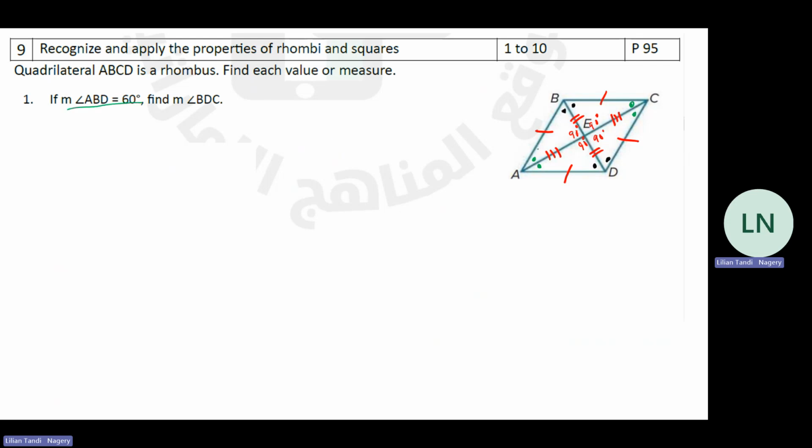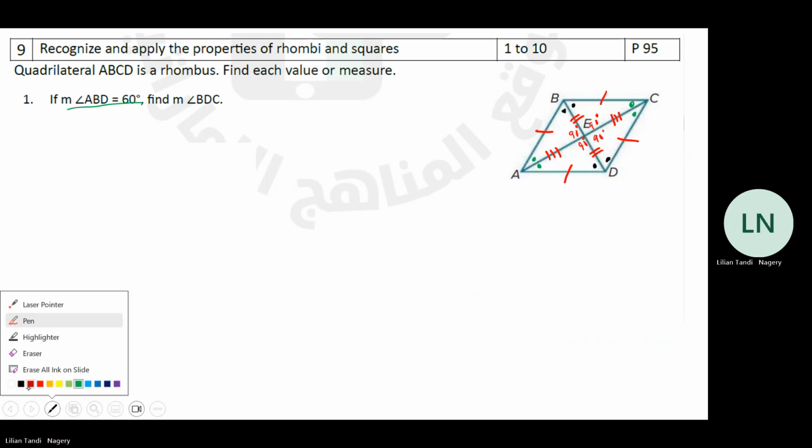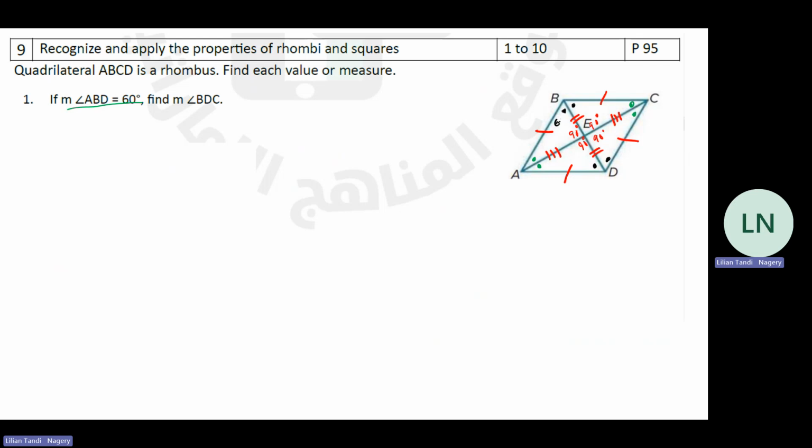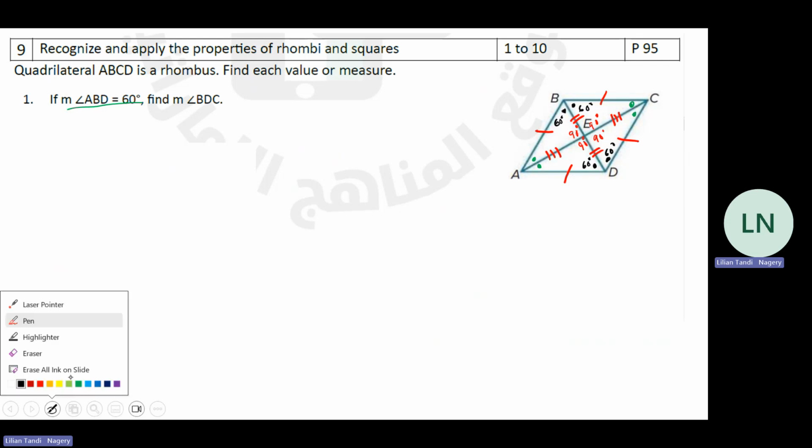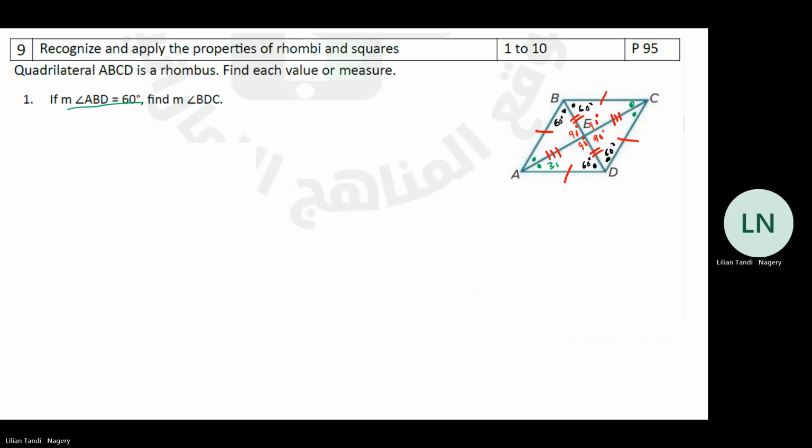ABD is 60. So it's the black dots that are 60. So I take this and I write here 60 degrees, 60 degrees, 60 degrees, 60 degrees. Now, you see this is a right triangle. If this is 90, this is 60, the green angle must be 30, because if I add 30 to 90 to 60, I should get 180. So therefore, this is 30, and this is 30, and this is 30. 30 degrees, 30 degrees there.